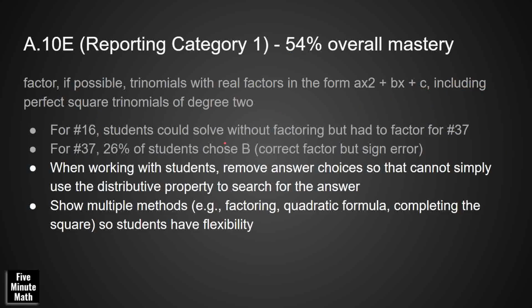So when we are working with students, let's remove the answer choices. Let's not give them the easy out of using the distributive property, FOILing, to find the correct answer. And then they need to have multiple methods: factoring, quadratic formula, completing the square. They all work. They need to have the flexibility because one of them is going to be easier for them, and we want to give them choices.